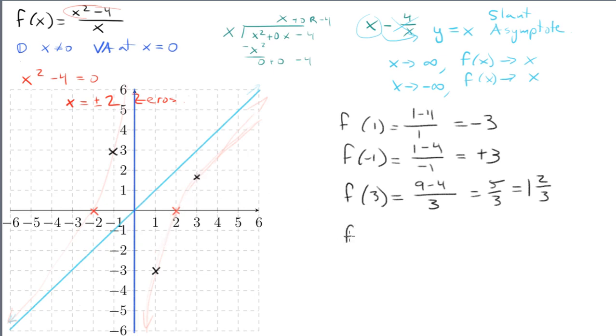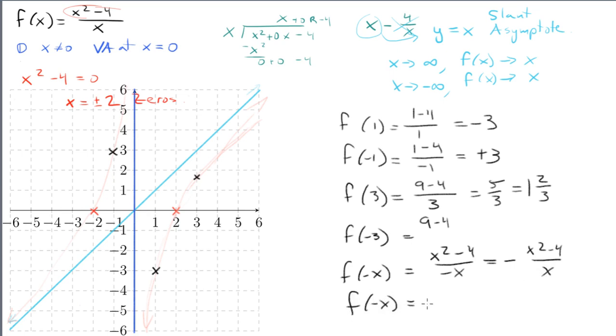That's complete coincidence. f of negative 3 is again going to be 9 minus 4 over, hey, wait a minute, you know what? f of negative x is x squared minus 4 over negative x. Hey, look at that. f of negative x is equal to negative f of x. This function's odd. So that means this point, this negative 3, mirrors there. This 3 comes down here, mirrors it that way.